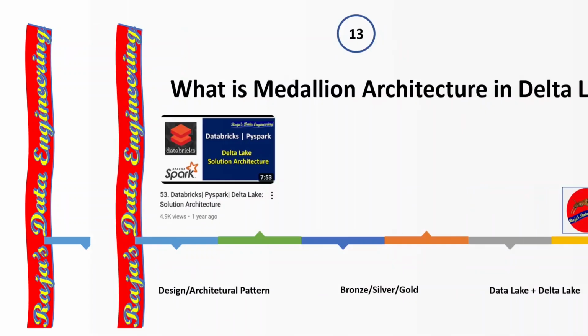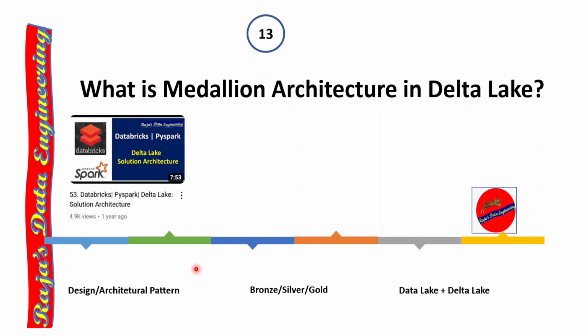Right. Moving on to the next question, what is Medallion architecture in Delta Lake? This is also one of the interesting questions, and in most Delta Lake or big data interviews, we can expect this question. Coming to Medallion architecture, basically we are dividing the layers into three parts: bronze, silver, and gold. And coming to bronze, in most projects we will keep it as a data lake, because we are just receiving the raw data as it is.